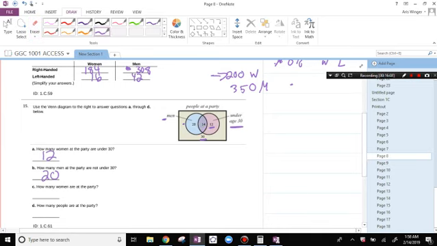How many women are at this party? Well, we've got some women here, not men, so not men. We got these 12 who are under 30. We got these 40 who are 30 or older, 42.